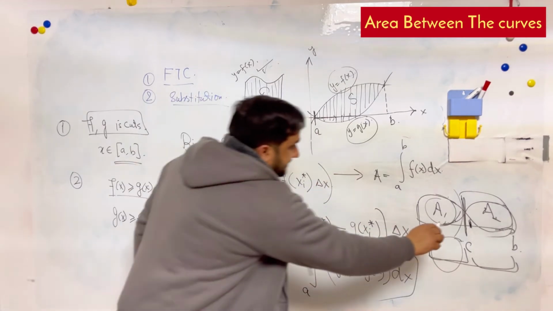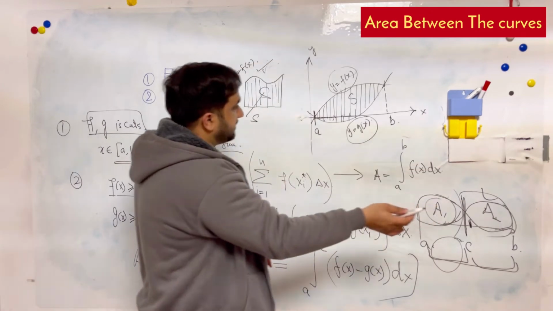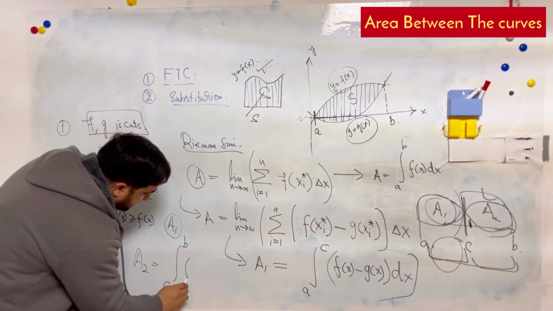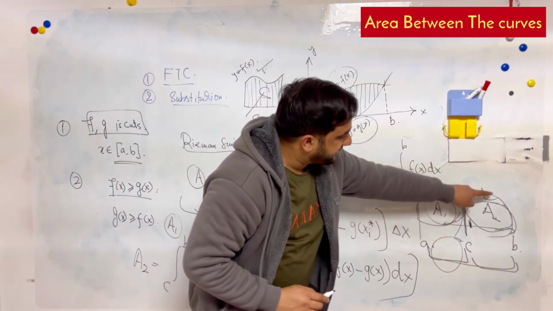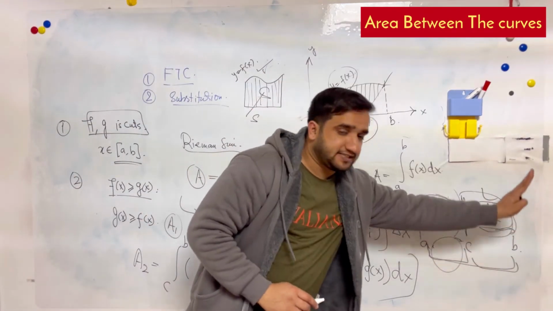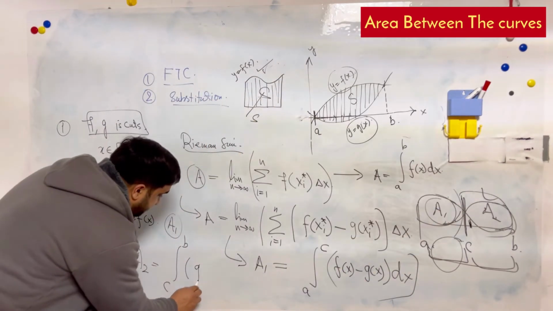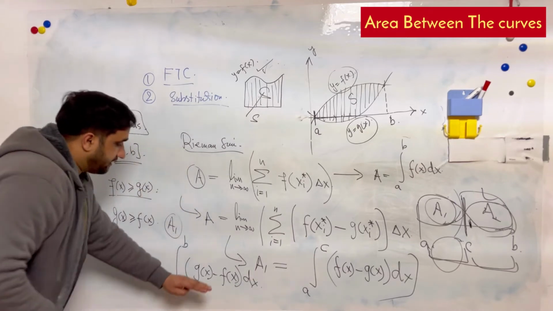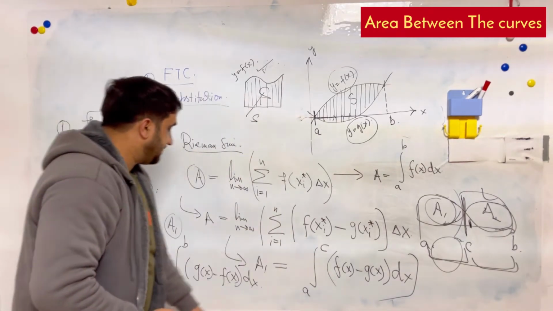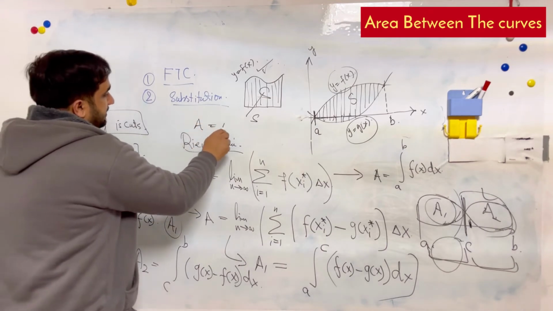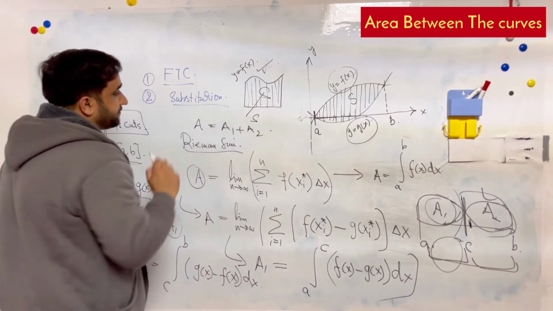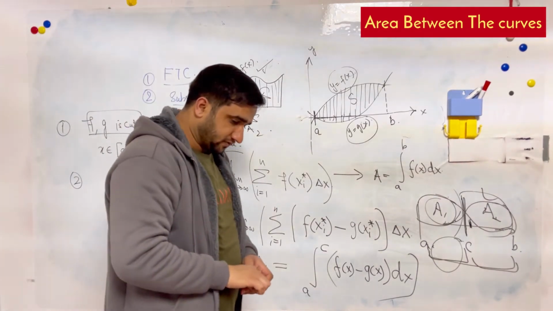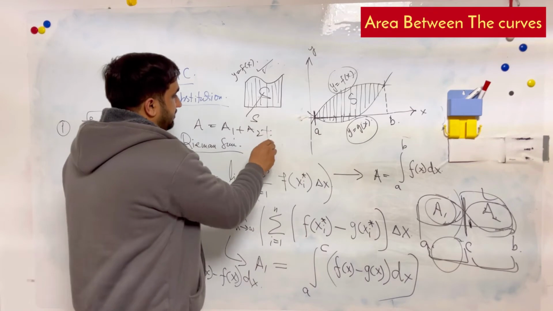And to calculate the second part, when they are switched, when g of x is above, it will be from C to B. Now g of x is on the upper side and f of x is coming from the lower. So it will be the integral of g of x minus f of x dx. This will give you a value, and the total area is A1 plus A2. We will just add them. If we have multiple splits, more than 2 or 3, we will do the same.